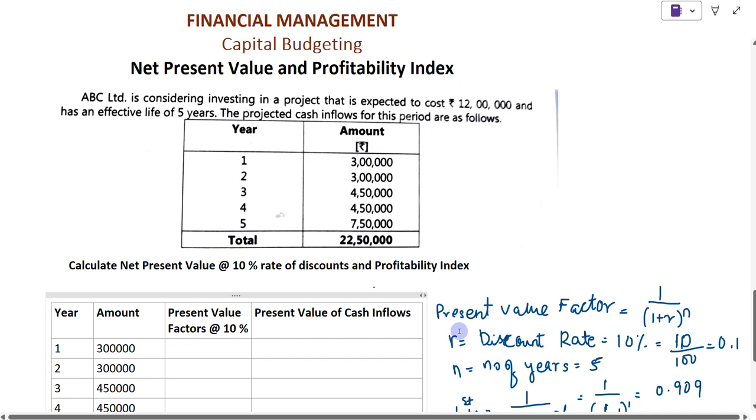Here I have solved the present value factor. Now the formula to find the present value factor is what? 1 divided by (1 plus r) power n. So r means what? Discount rate. N means what? Number of years. So the discount rate, how much is it given in the question? The discount rate is given as 10%. That means if we divide 10 by 100 we get 0.1. And the number of years is 5.